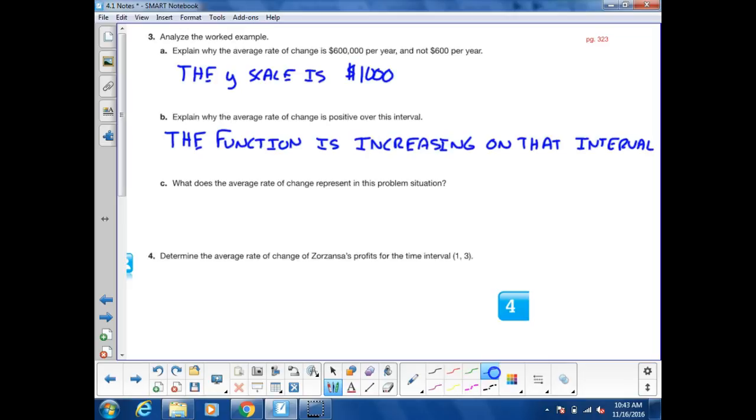What does the average rate of change represent in this problem? Profit over, in this case it's years, but really it's profit over time, right? Because we could break it down into months if we wanted to, or half years and stuff like that. Yep. So it's profit over time.